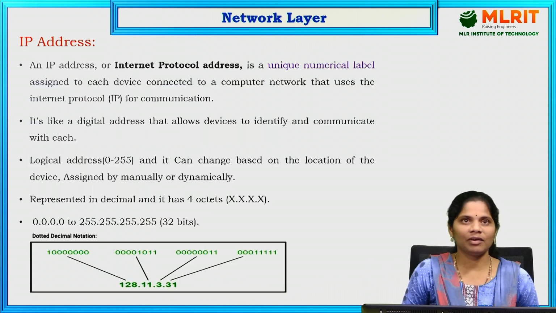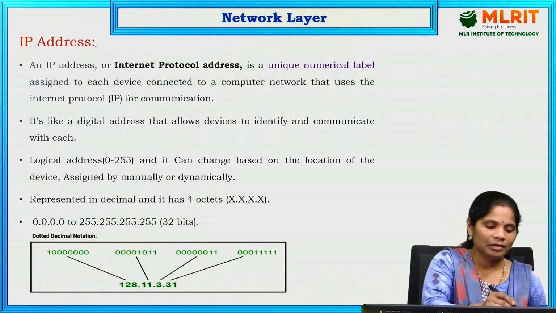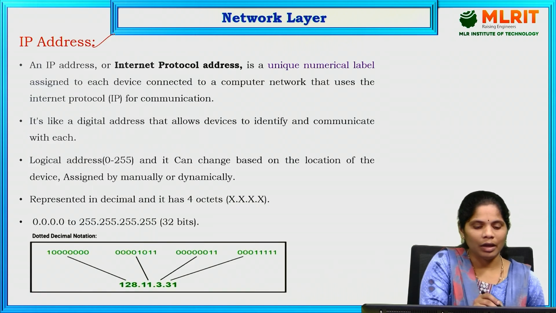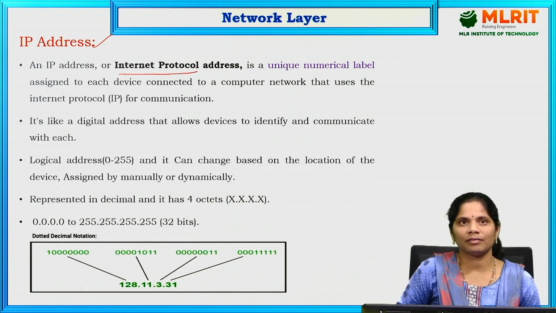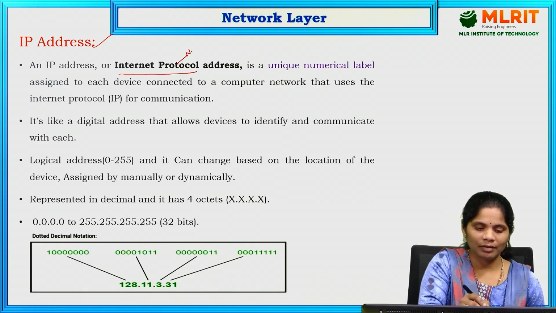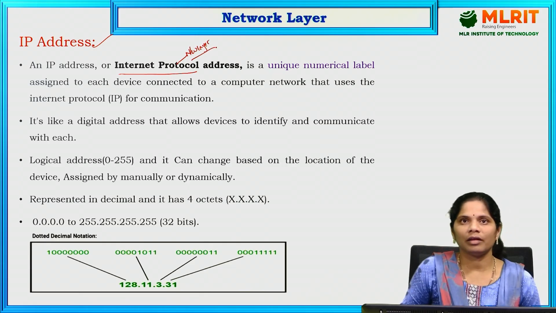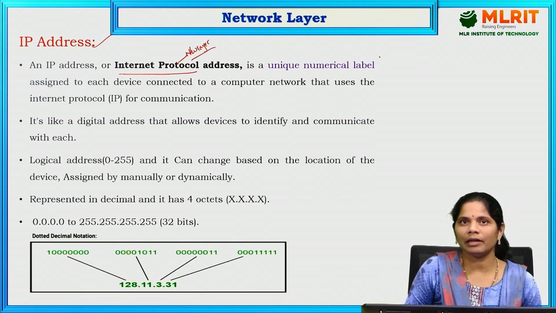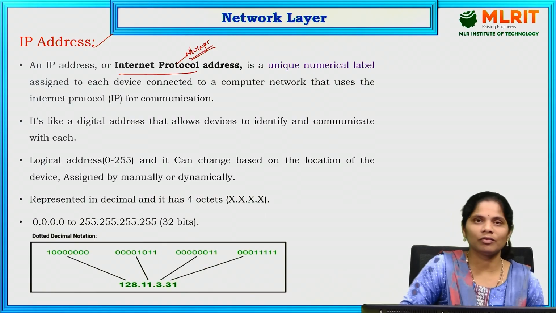First, let us see what an IP address is. IP means Internet Protocol address. It is used in the network layer. In the OSI layer model, this is the third layer. Already we discussed the physical layer and data link layer. This is the third layer, and here we are going to use the IP addresses.